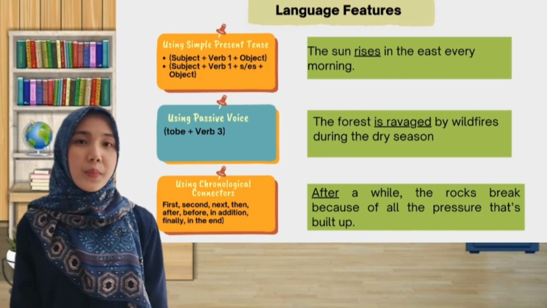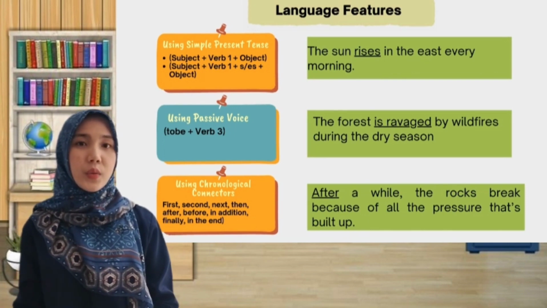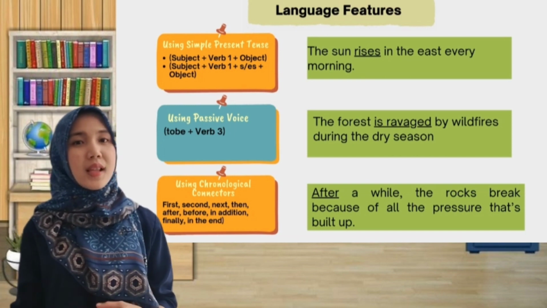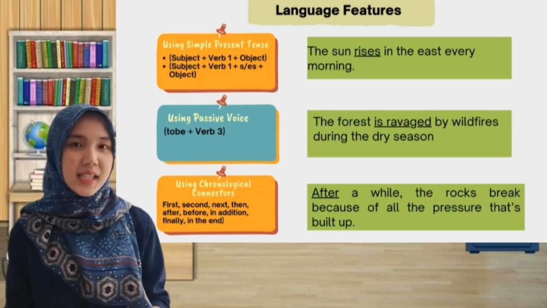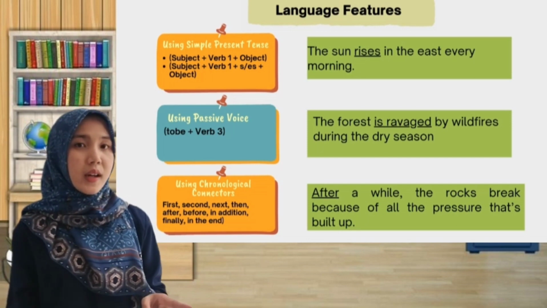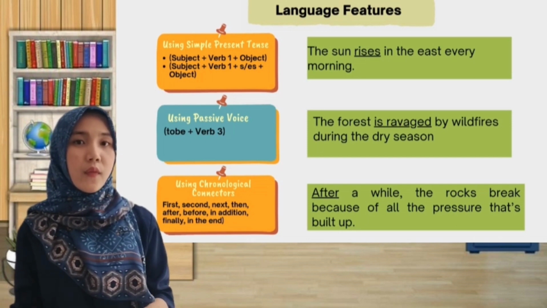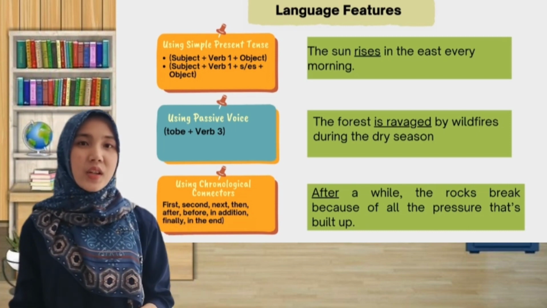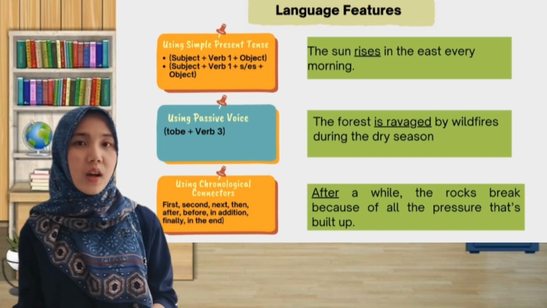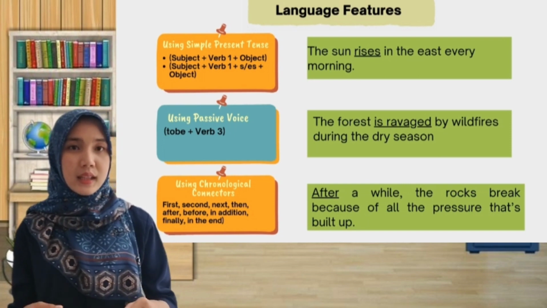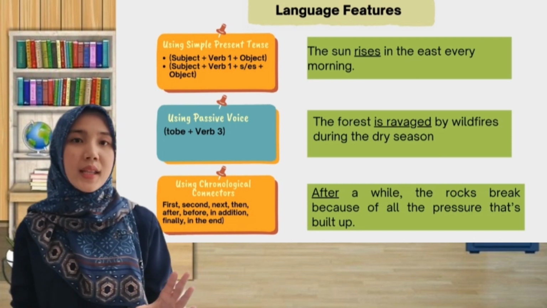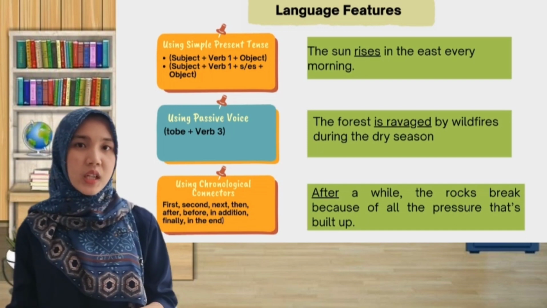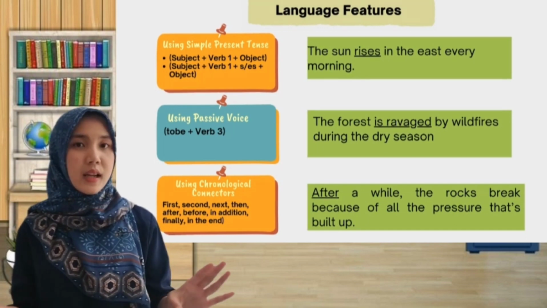Second, use passive voice, using to be plus verb 3. This passive voice emphasizes the process of the action that occurs. For example, the forest is ravaged by wildfires during the dry season. The third, use chronological connectors or conjunctions to connect sentences to one another to make them coherent, such as first, second, next, then, after, and in the end, and the others.